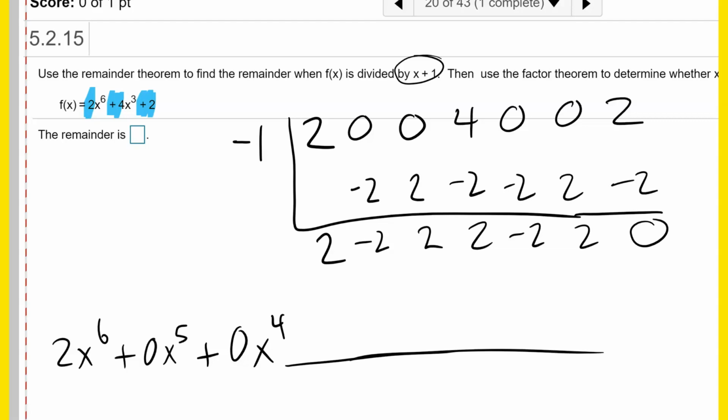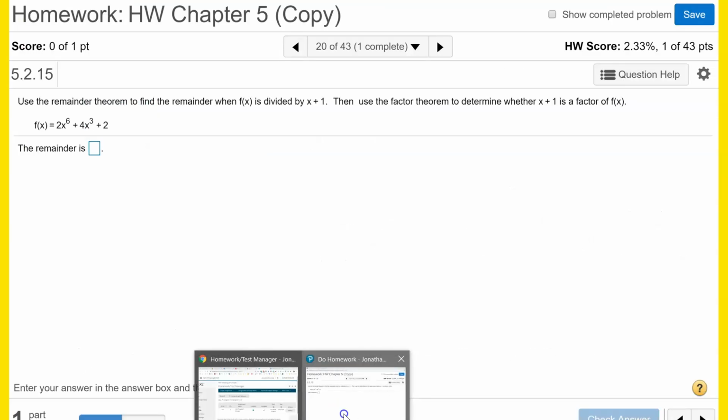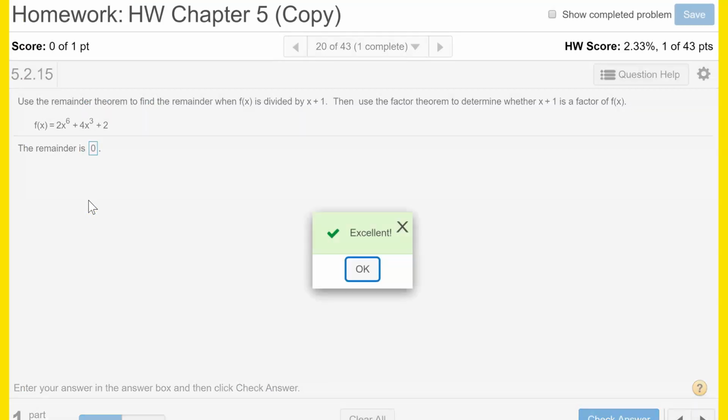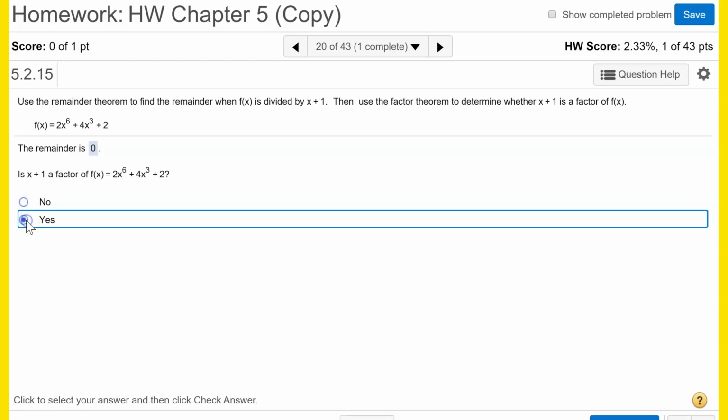Wow. Okay, so what is this? This is the remainder. The remainder is 0. Okay, the remainder is 0, which means what? It means that x plus 1 is a factor of that polynomial. All right, let me get over here to the problem, type in the answer. The remainder is 0, and it is a factor.